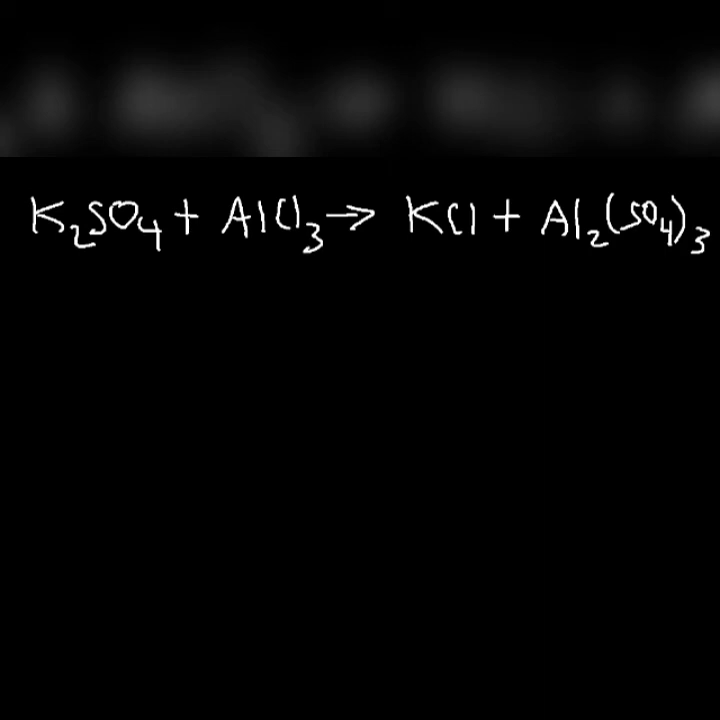So let's start with the sulfate units, that's the SO4 units. Notice that we have one SO4 unit on the right, but 3 on the left. So that tells us that we need to put a 3 in front of K2SO4. So we have 3 sulfate units on each side.